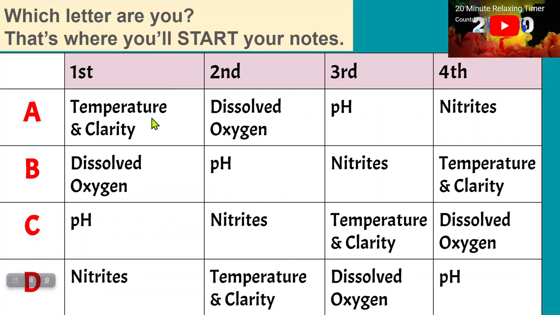All right, so think back. What letter are you? What letter did you write on the front of your packet? If you are letter B, I'm going to say that I'm letter B. The first information I'm going to read about and write about is dissolved oxygen. That's where I'm going to start because I'm letter B. Then, after I finish my dissolved oxygen, I'm going to do pH. I'll finish all of pH, I'll do nitrates, finish that, and then I get to do temperature and clarity. This is helpful because we will be able to spread out around the room a little bit and not be on top of each other.